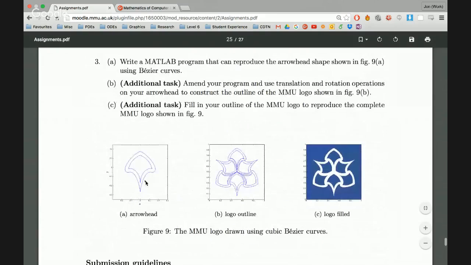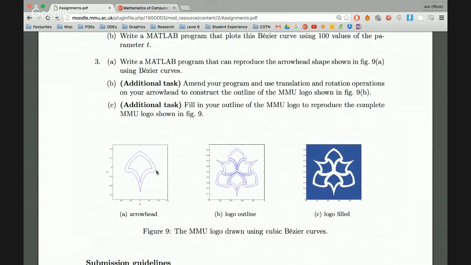So write a MATLAB program to reproduce that arrowhead. It's a bit of trial and error. You don't go straight there. You mess about with it up a bit and down a bit and stuff like that. But that's what you've got to try and recreate. If you want to do the additional task, if you want the full marks, you then apply rotation and translation, and then you can fill it.